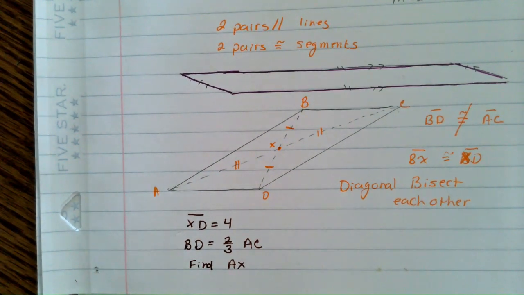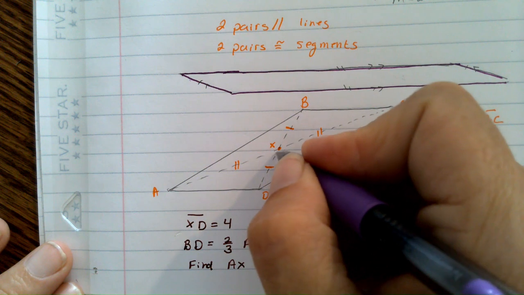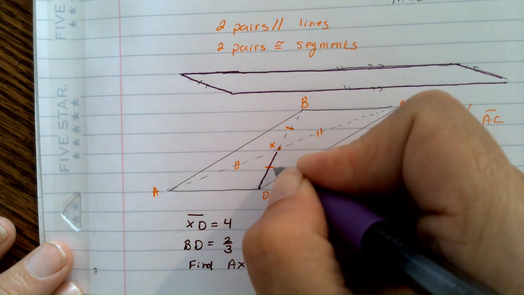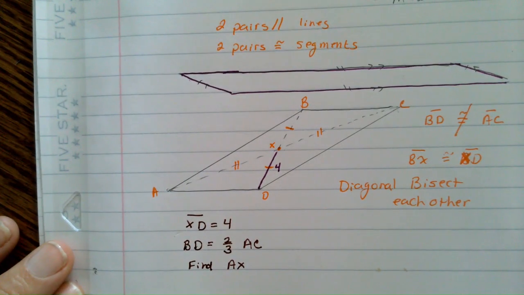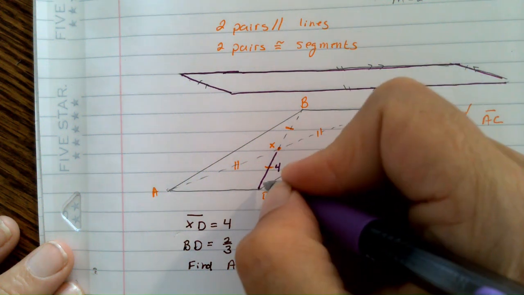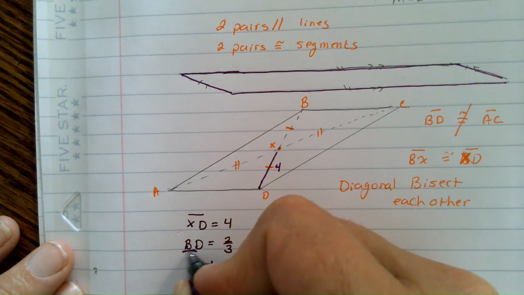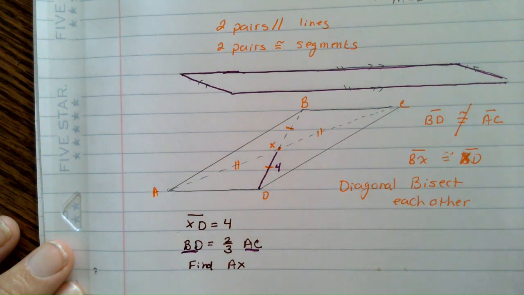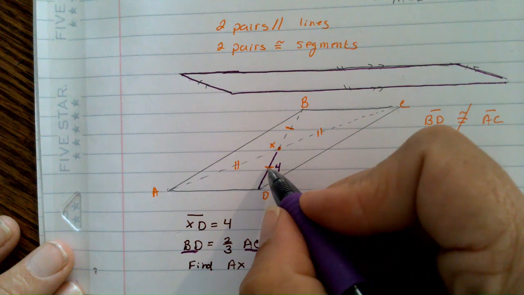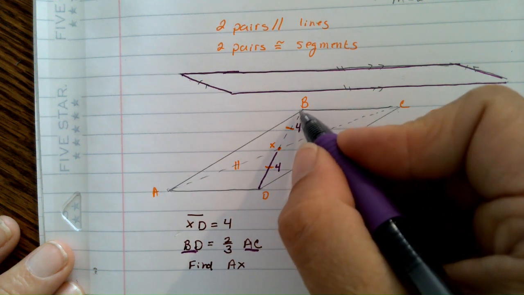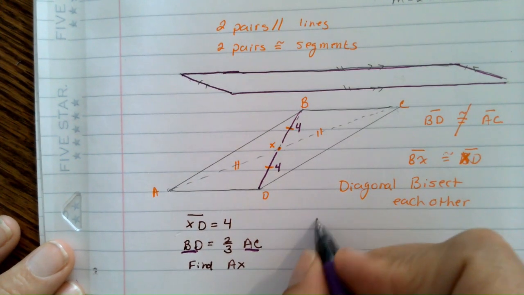Okay, well, the first thing we're going to do is, since I have traced the shape on paper, I can write on it. So use a transparency or something, trace your shape, write as you will. So XD, that's 4. Okay, so what would BD be? Because if I can find BD, I can find AC. Well, we know this is congruent to this, so that's also 4, so BD would therefore be 8.